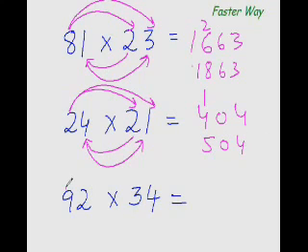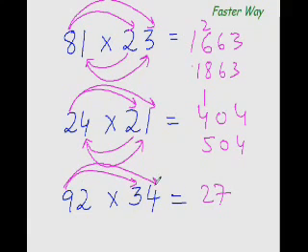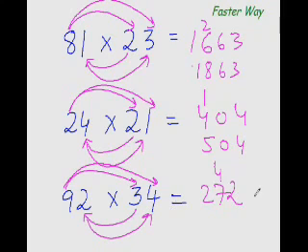Now next one. 9 times 3 is 27. Now 9 times 4 is 36 and 3 times 2 is 6. 36 plus 6 is 42 and 2 times 4 is 8.